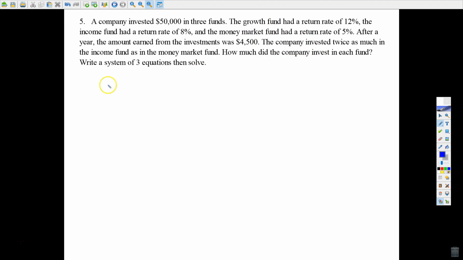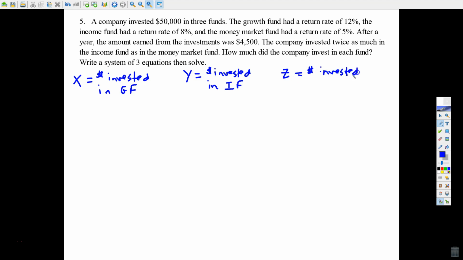Well, there's 3 different funds, so we need a variable to represent the investment in each. So I'm just going to do x is going to represent the amount invested in the growth fund. We'll just say GF. Y will be the amount invested in the income fund. And Z is going to be the amount invested in the money market fund.